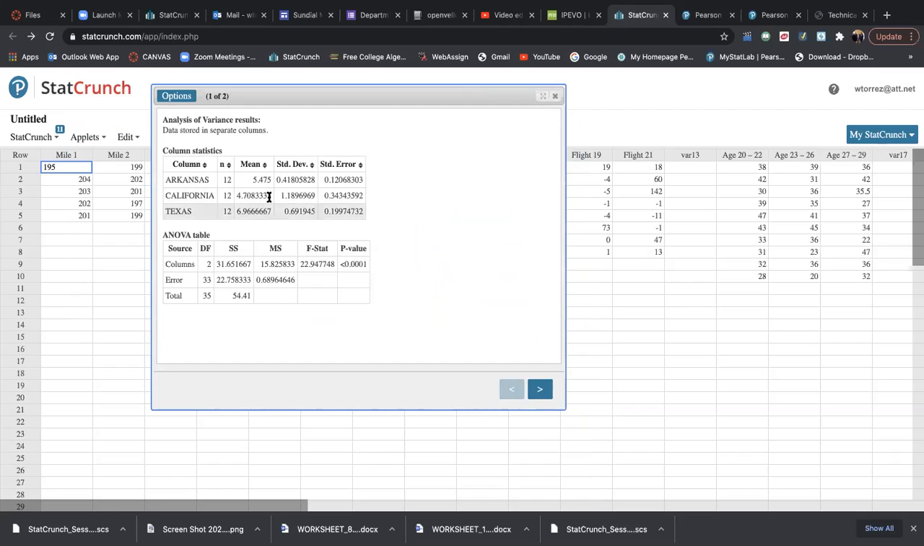Sorry, I'm looking in the wrong column. Our mean is about 7 here, right? Our variance would be the square of 0.691945, and that's about the square of 0.7, which would be about 0.49. So the variance is not very high, okay?